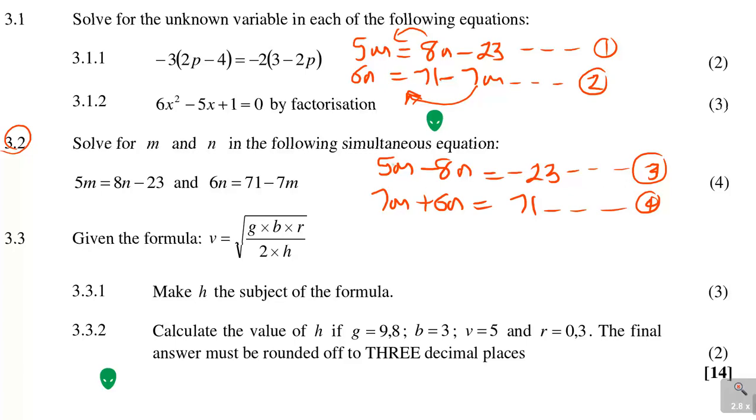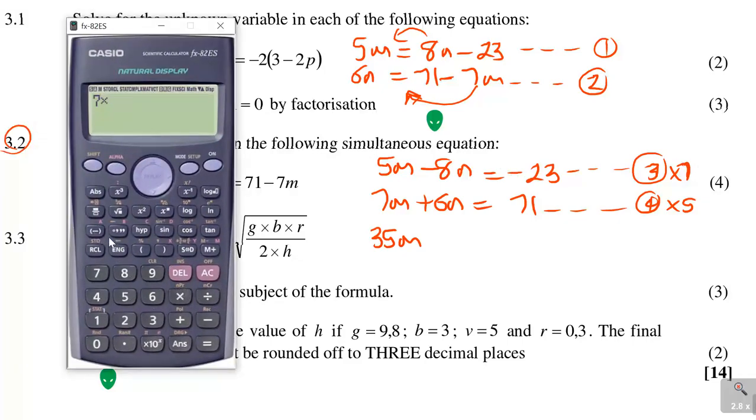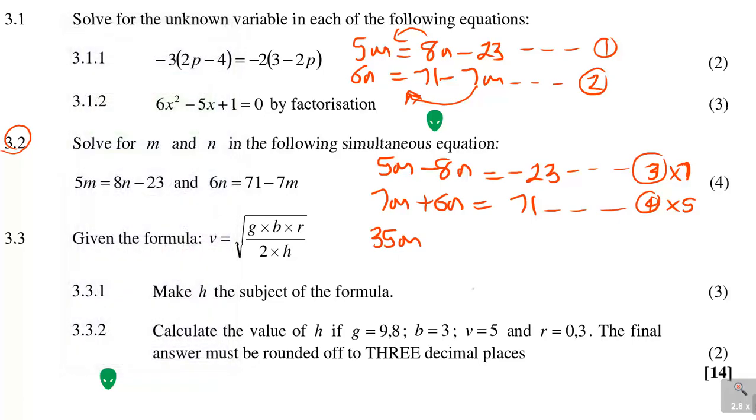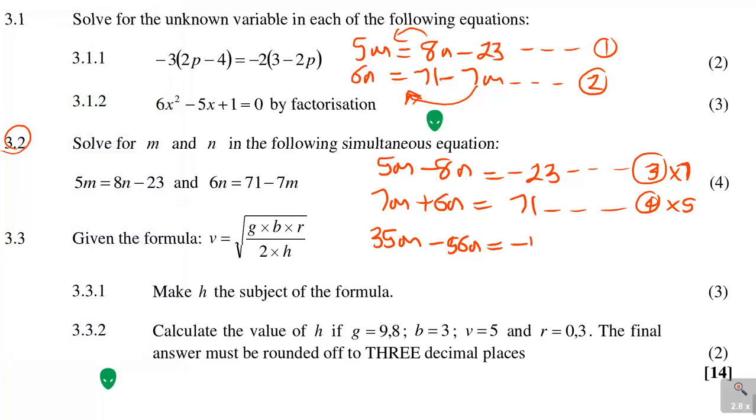To remove m, I must match 5 and 7 such that I multiply by 7, I multiply by 5. Why am I doing that? If I say 7 times 5, it will give me 35m. You multiply each and every item by 7. 7 times negative 8 is negative 56n is equal to 7 times negative 23, which is negative 161.